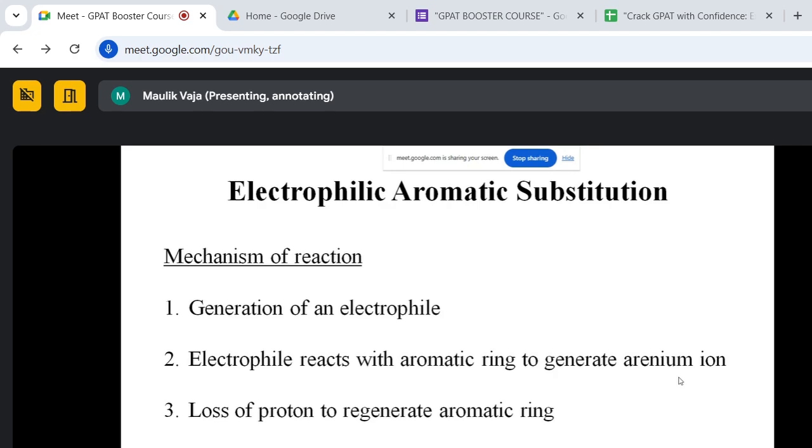First of all, the electrophile will be generated, then the electrophile reacts with the aromatic ring, meaning the benzene ring, and it will form the arenium ion. Remember this word. Before this, another word is the arenium ion. And the third step is loss of proton to regenerate the aromatic ring.